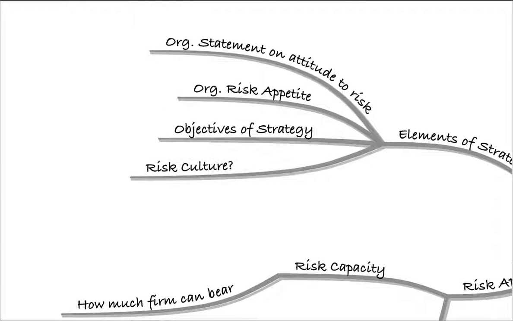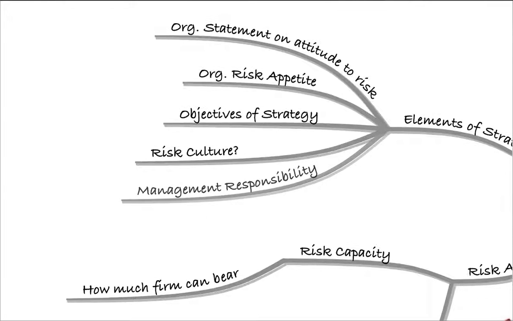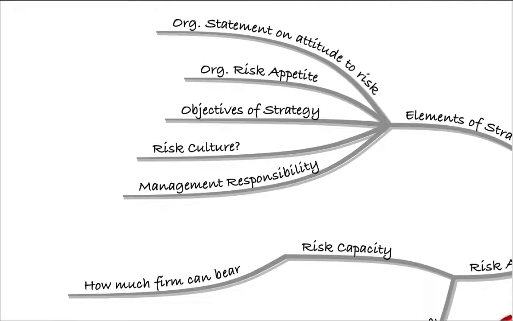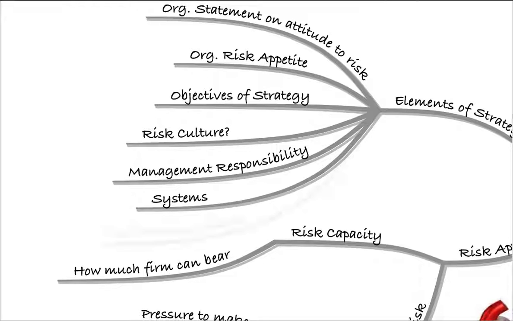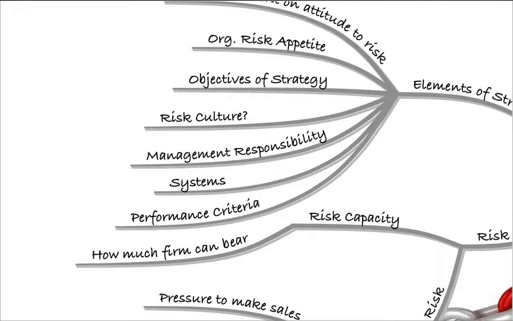They would determine what the culture in the organisation was and how much risk they wanted to take, and they would need to make sure that management took responsibility for the risk management strategy. They'll then have systems in place to control risk and performance criteria to monitor that system. So that will be the risk management strategy within the firm.